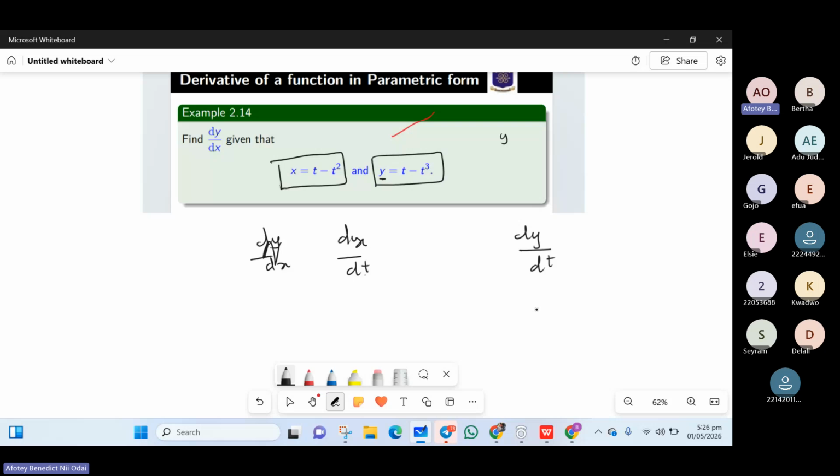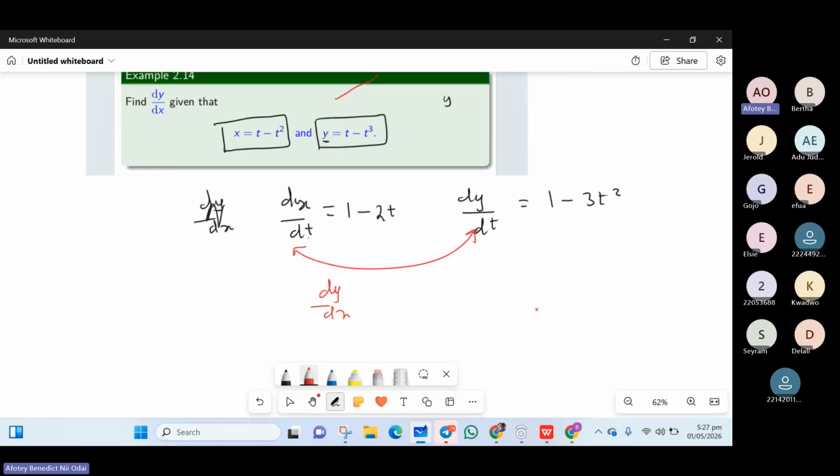So the dx on dt, now t is acting like x. The way you differentiate x in a normal equation, that's how t is acting in this case. So you get 1 minus 2t. And in the case of y also, you get 1 minus 3t squared. Now, how do we combine these two? That's the question. How do we combine these two such that we get the dy on dx? Because in this case, you have the dx on dt and the dy on dt.